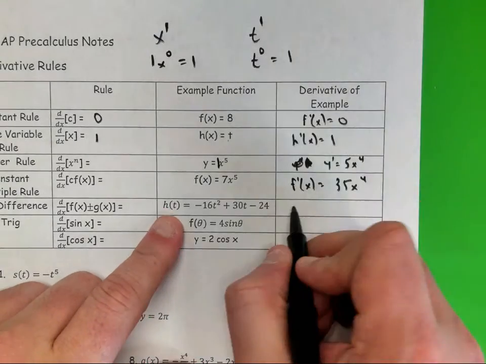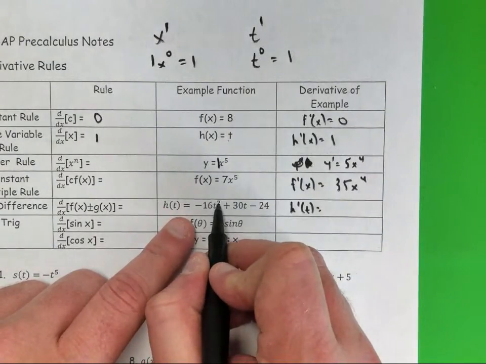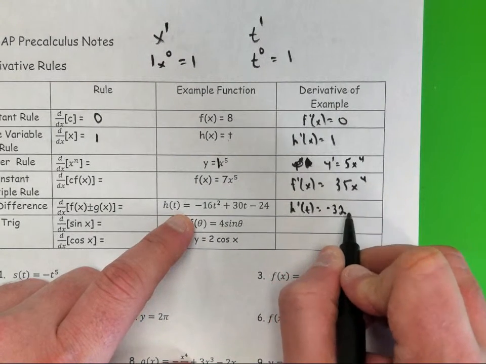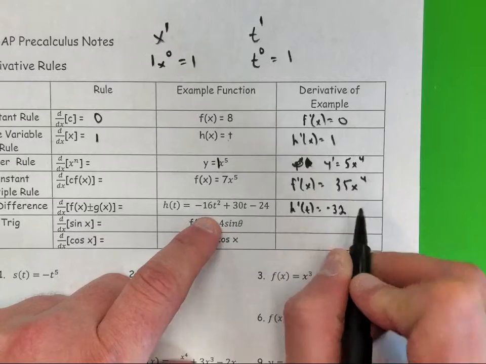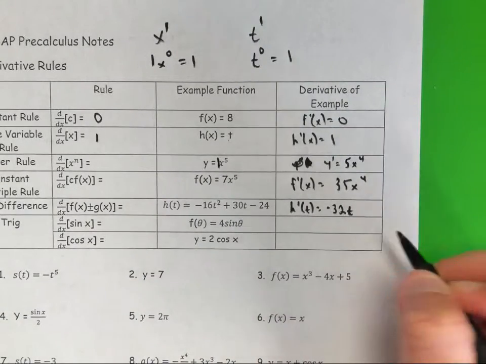Now here, h of t, I'm going to do h prime of t. I'm going to say 2 times what? Which is negative 32. Okay. Take your exponent, multiply it by the number in front. 2 times negative 16 is negative 32. Now take 1 off your exponent. 2 minus 1 is? What's 2 minus 1? So I got t to the first power.